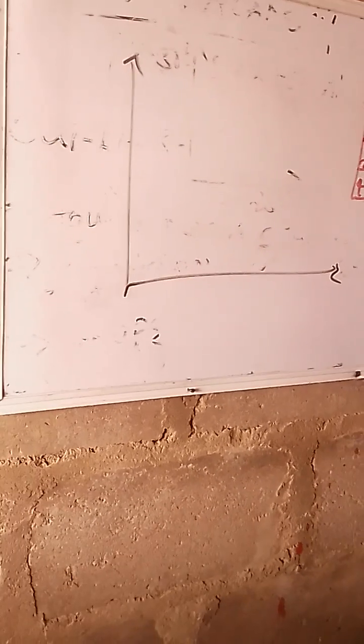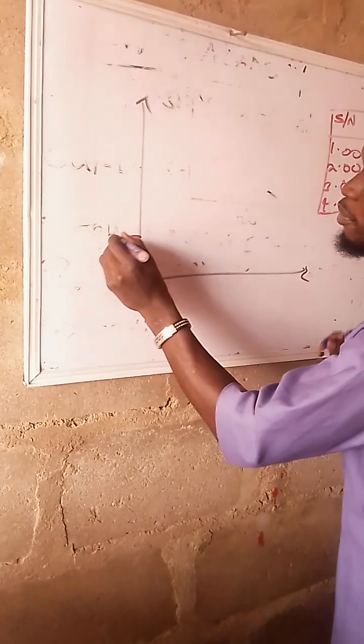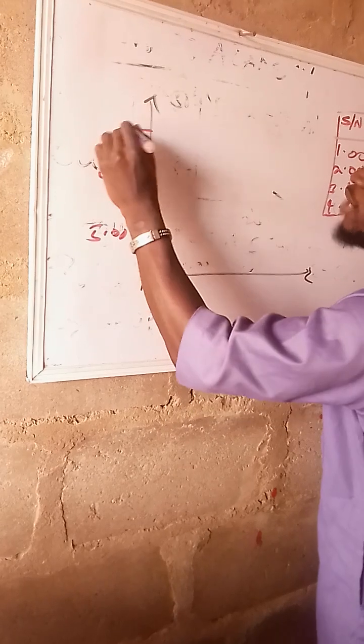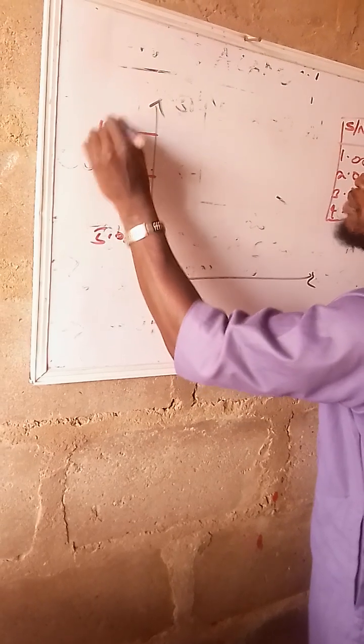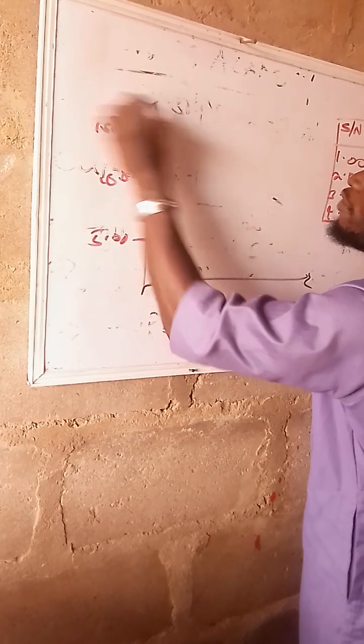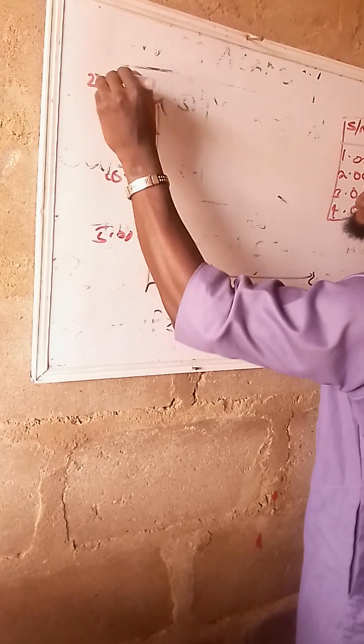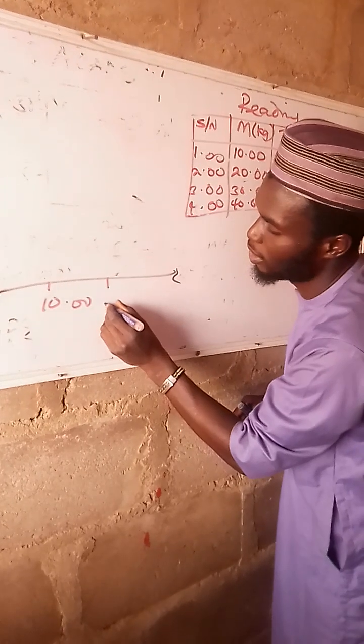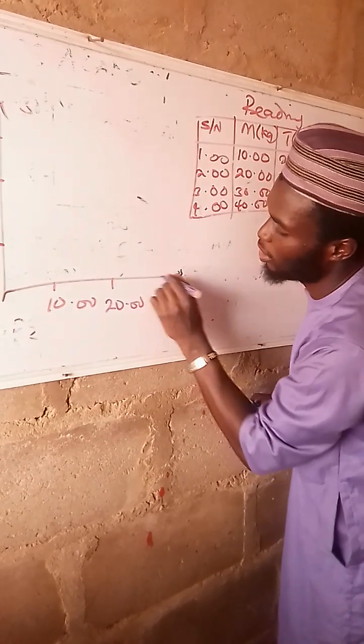So, what do we have? Already we have 5.00 here. We have 10.00 here. We have 15.00 here. We have 20.00 here. Down, what do we have here? We have 10.00. We have 20.00 here.